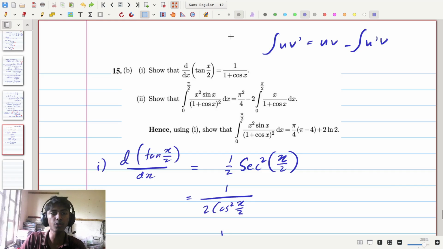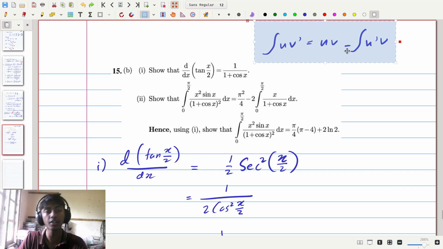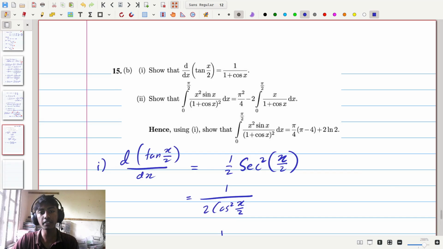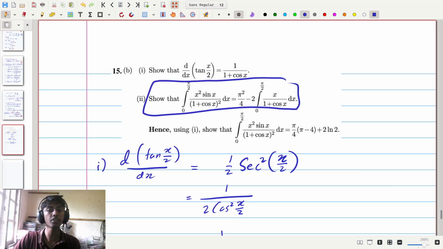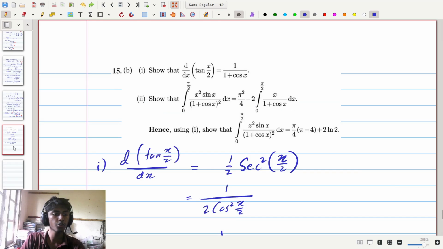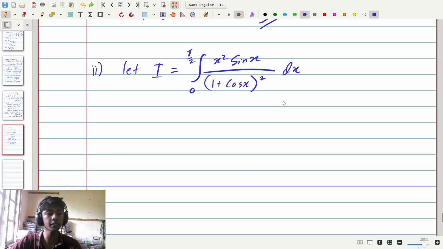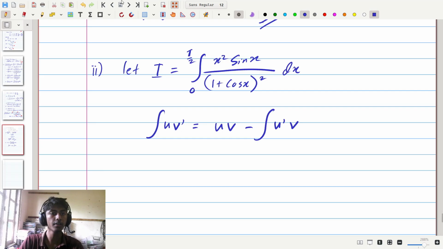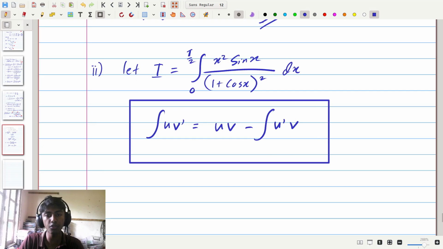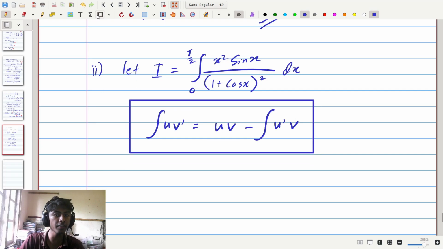Therefore, even though they haven't even mentioned integration by parts, we need to realize that we are expected to use integration by parts in order to find this result. So going down, if I write down the formula of integration by parts, which is that the integral of u times v prime is equal to uv minus the integral of u prime times v, we can see in order to apply this formula, I need to have the integral on the left hand side in the form of u times v prime, where u is one function and v prime is another function, which is the derivative of the function v.